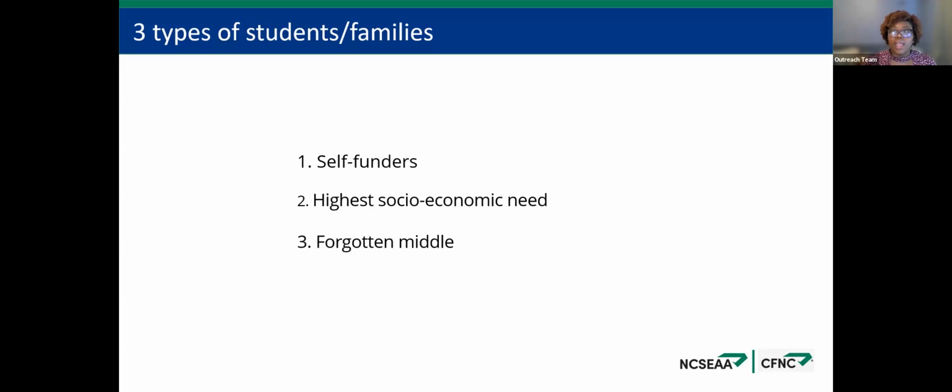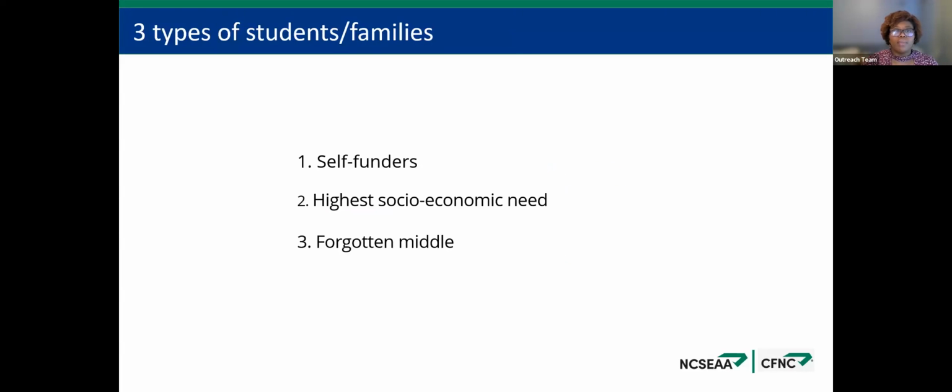While you would never ask a family which of these categories they fall into, it's a good thing to keep in the back of your mind as you're talking to families and students, and how they might fall into these categories, and how you might need to frame your messaging to fit these families' needs.